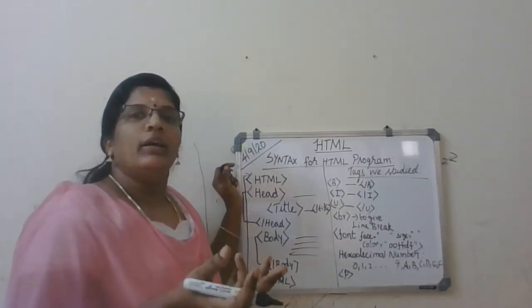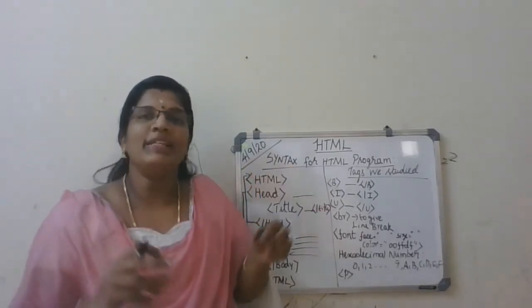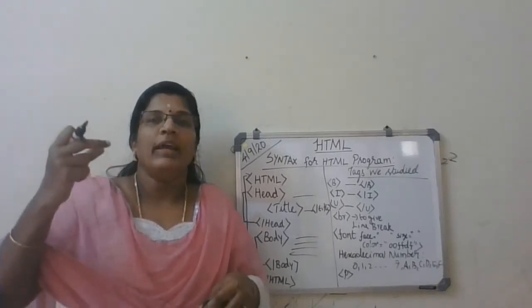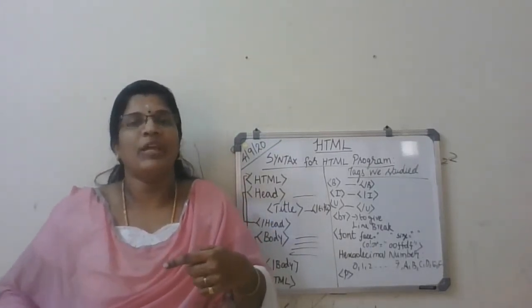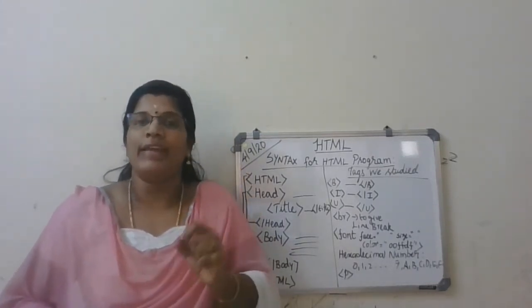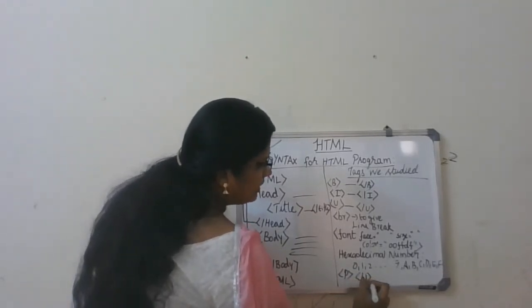H1 to H6. Total 6 types of headings are there. H1 means it's a bigger handwriting. H2 smaller than H1. H3 smaller than H2. Likewise, it goes on. H6 is the smallest size. So headings we can give H1.